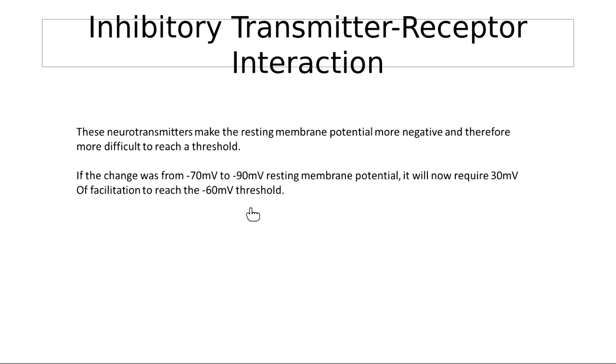Now, muscle relaxants and depressants cause a change in the resting membrane potential to levels less than the resting -70 millivolts. Now, if the change, like it's telling you here, was from -70 millivolts to -90, now it's going to require 30 millivolts facilitation to reach the threshold, which is what this statement is saying right here. It just makes it harder to move. That's what muscle relaxants are supposed to do, make it to where you don't want to move.